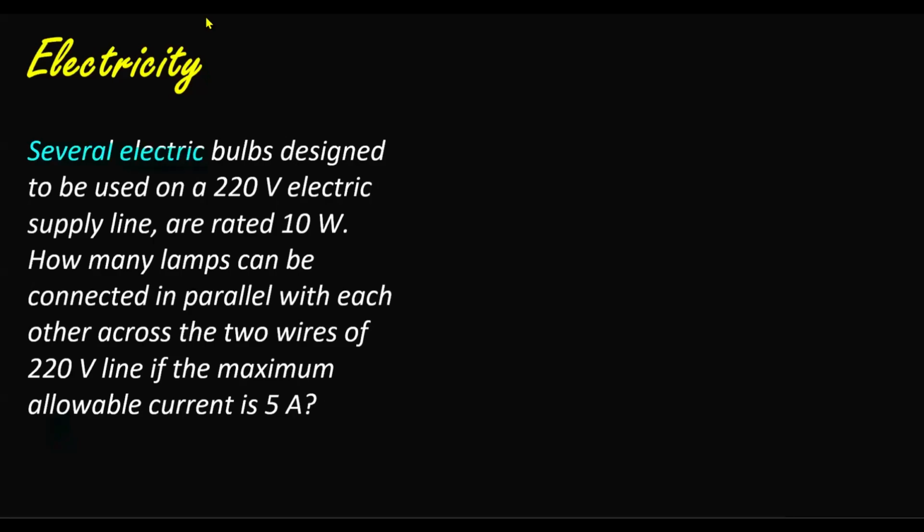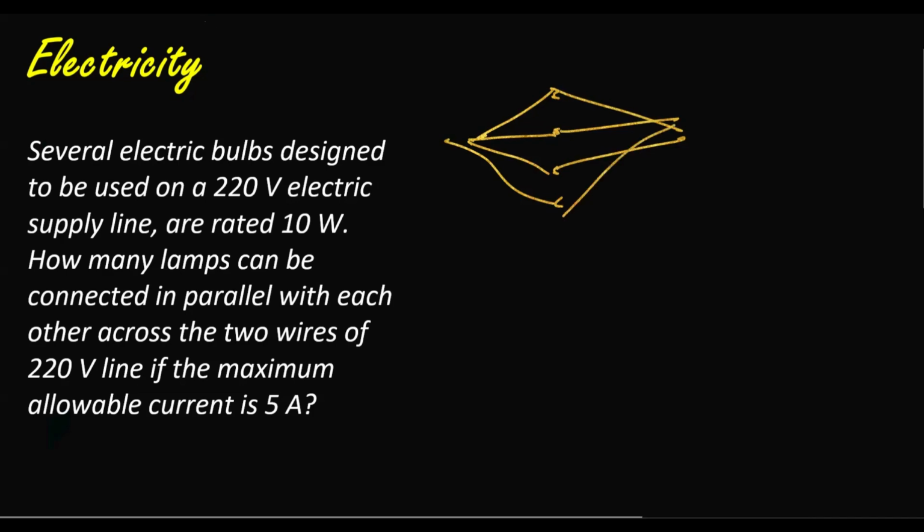In the next question, it says several electric bulbs designed to be used on a 220-volt electric supply are rated 10 watts. So each bulb is rated 10 watt. How many lamps can be connected in parallel across the two wires of 220 line if the maximum allowable current is 5 ampere? So we have these bulbs connected in parallel, right? These are identical bulbs of identical rating connected in parallel.